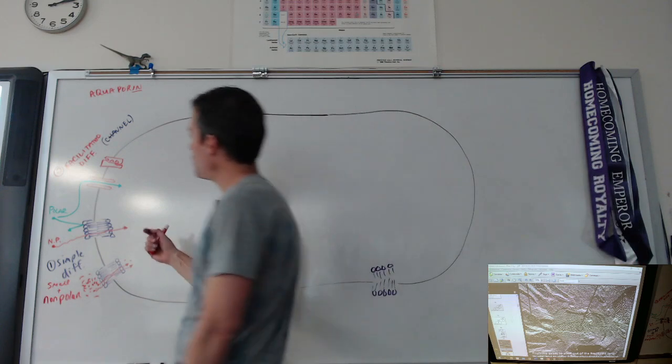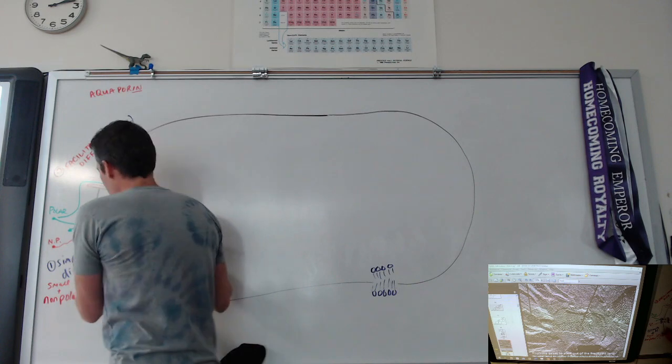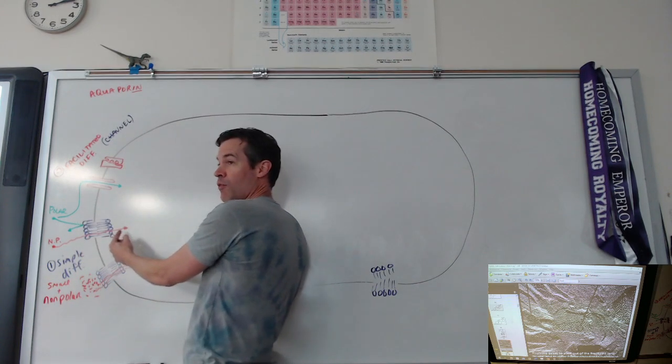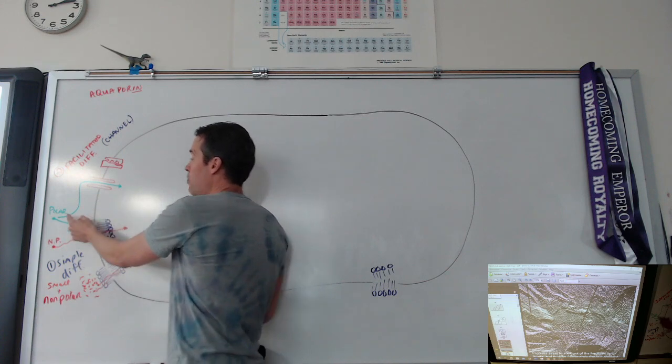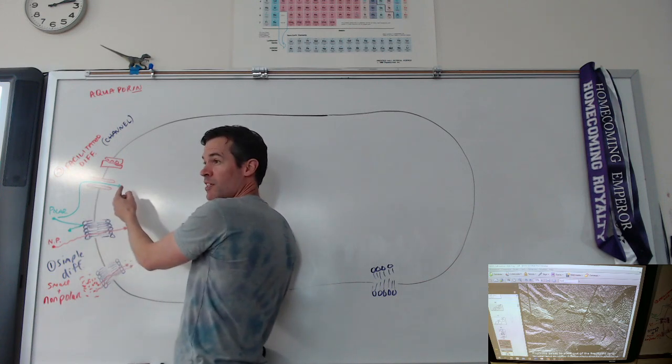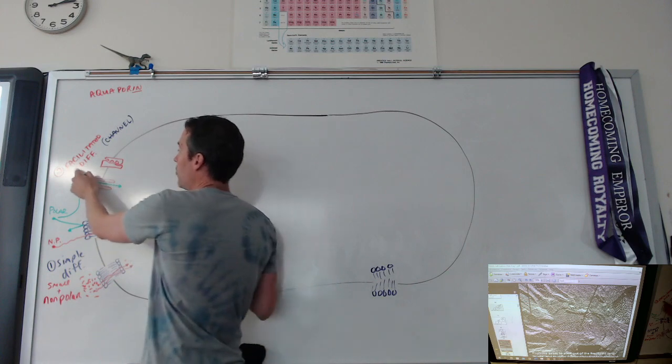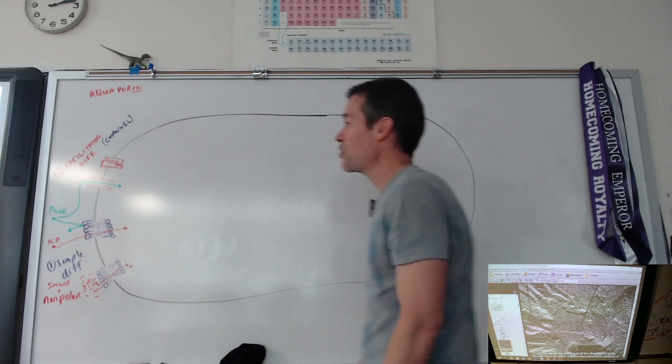So facilitated diffusion. It's helped by a protein. Did I require any proteins to help me over here? No, so that's just simple diffusion. Here, can this polar thing get through without the help of a protein? No, so it needs help. Facilitated means helped, so it's helped diffusion.